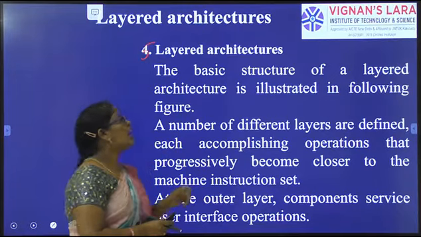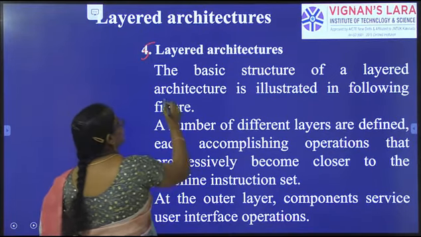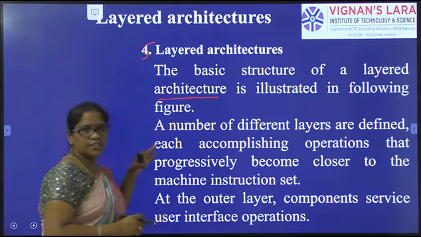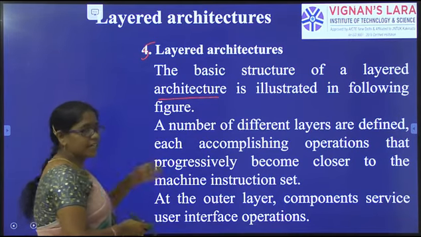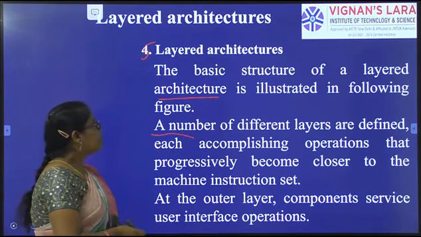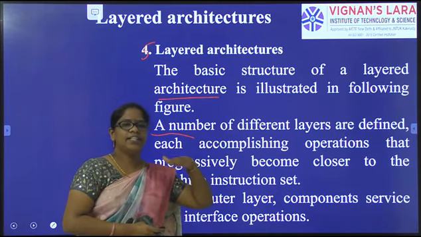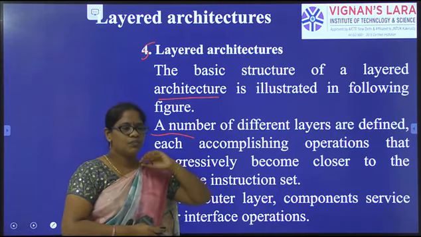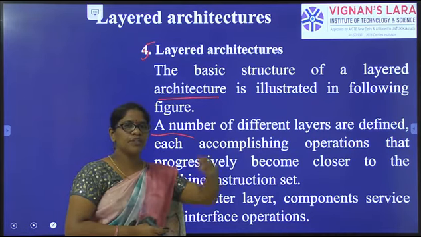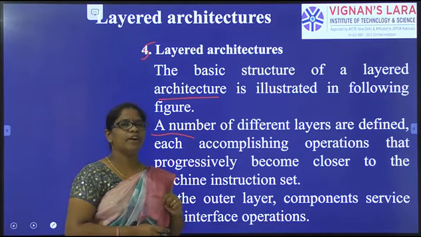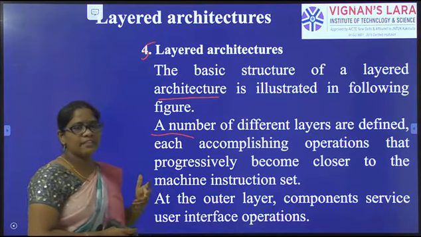One is layered architecture. The basic structure of layered architecture is in a figure we will see later. Next, a number of different layers are defined. A layer is formed in the form of layers, 1, 2, 3 like that. Some layers will be defined. Why are we defining the layers?